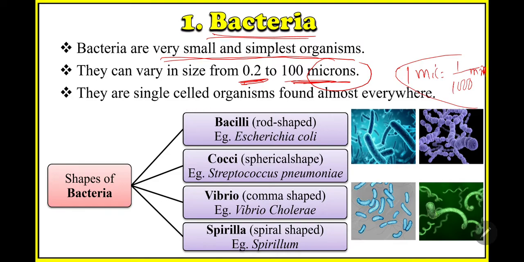They are single-celled organisms found almost everywhere. Bacteria, in most cases, there are some little exceptions, but in the majority of cases they are single-celled organisms found almost everywhere. You can find bacteria in air, in soil, in water, in the deep sea also. Bacteria are also present there. So basically, there are four shapes of bacteria.